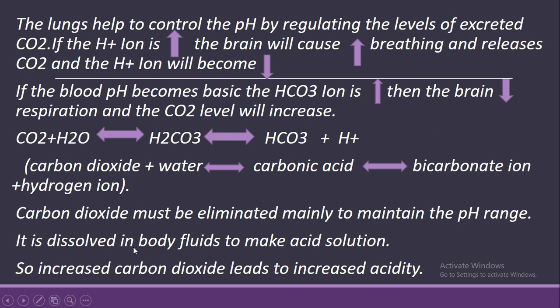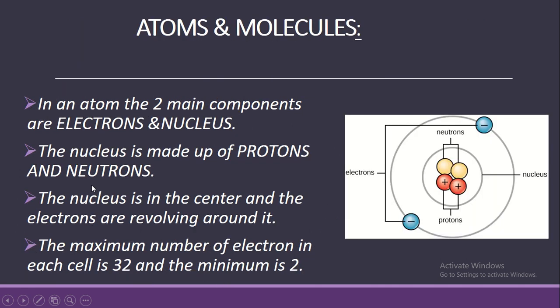It is dissolved in the body fluids to make an acidic solution. So how is it making an acidic solution? It dissolves in the body fluid. So increased carbon dioxide leads to increased acidity. If the body is tending to produce more acidity, then the carbon dioxide level will be high in the body. So up to that is the pH, the potential of hydrogen.